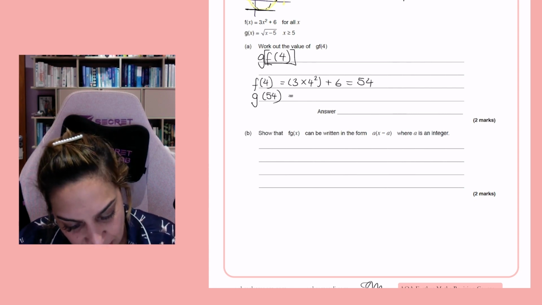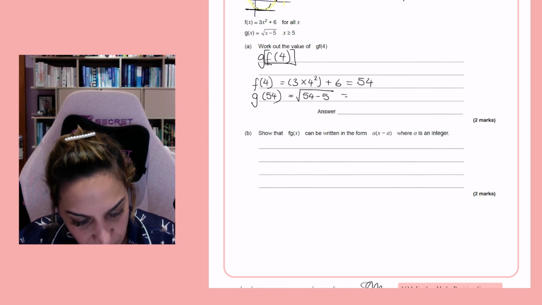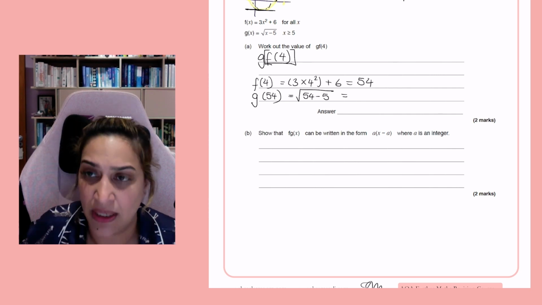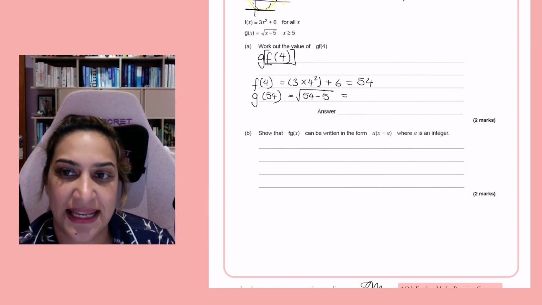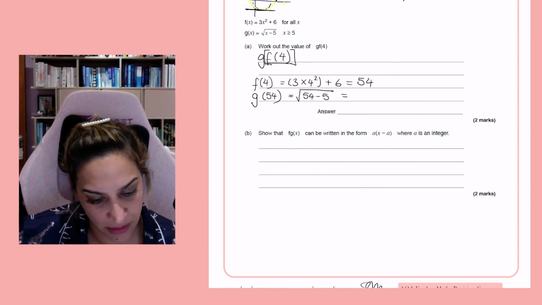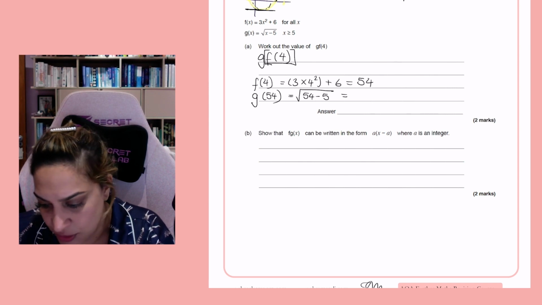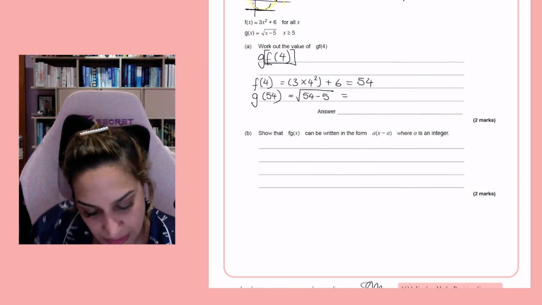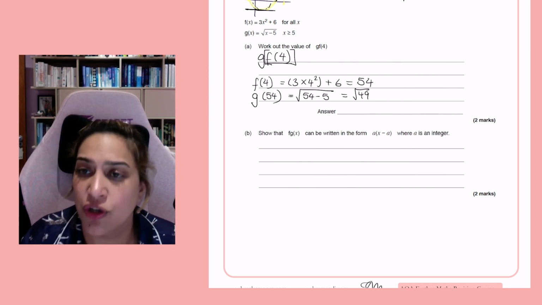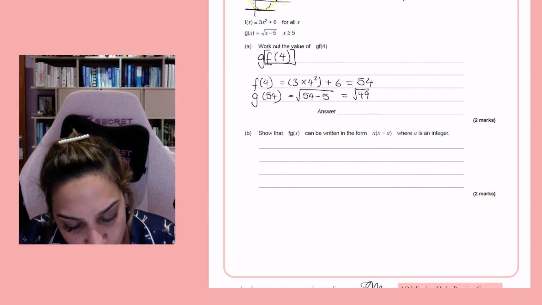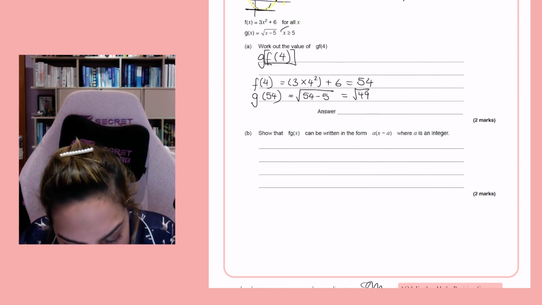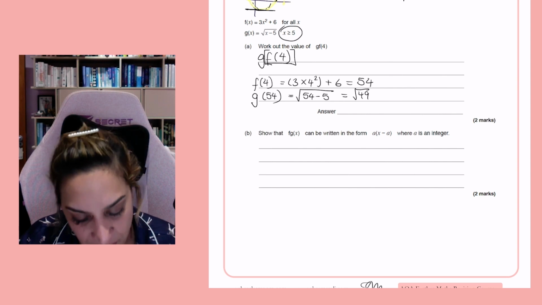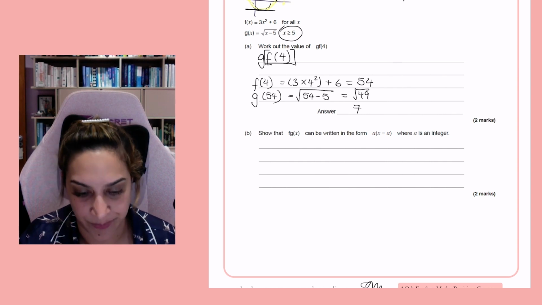So that's going to be the square root of 54 minus 5. Now, it's telling you in the question that x has to be bigger than 5. So even though you can do plus or minus, so you'll get the square root of 49, which could be plus or minus 7, you're not going to have the negative value because you know that x has to be bigger than 5. So your answer will be 7.